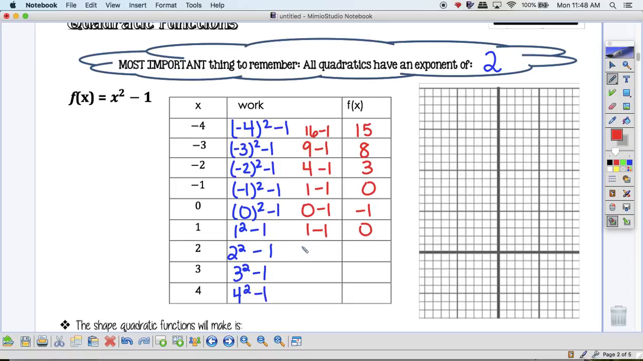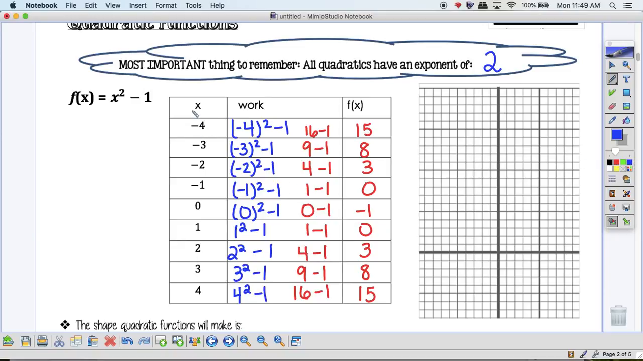Here I'm going to have 2 squared minus 1. That's going to give me 4 minus 1, which we've already had before up here as well. Then I'm going to have 9 minus 1, which we've already had. And I'm going to have 16 minus 1. So this is something that we have not seen in our linear or exponential functions. We haven't seen where we get the same y values out for different x values.